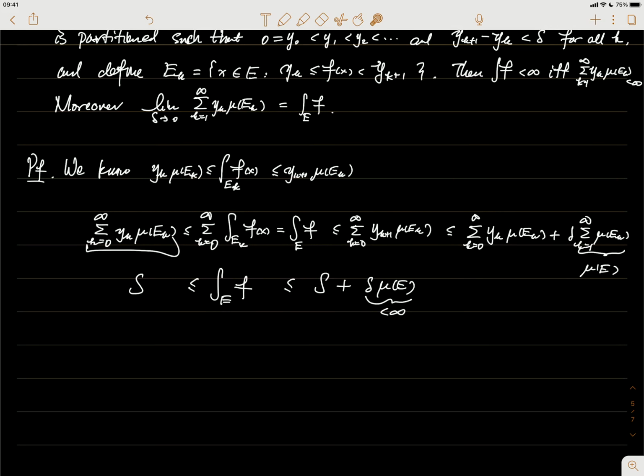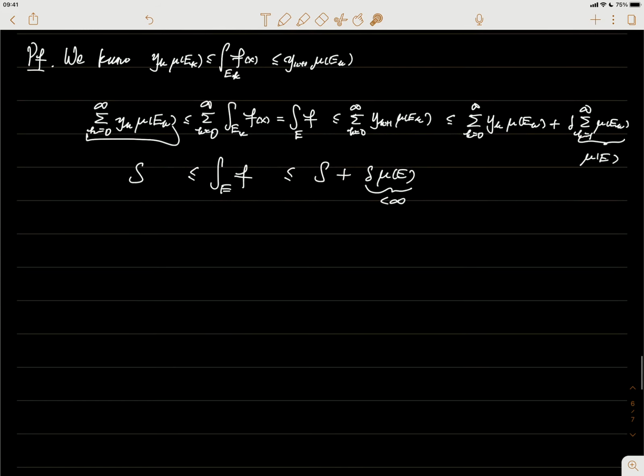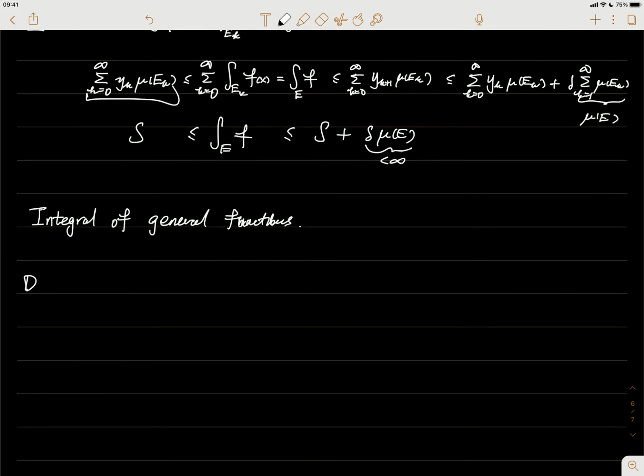Okay, so that's the proof for this theorem. Now we can consider the integral of general functions. Previously, we considered the non-negative functions. Extending to general functions will be trivial because we can always separate a general function into the difference of its positive part and its negative part.